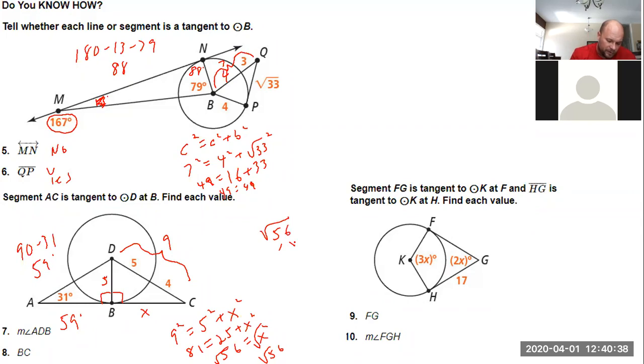What's a perfect square that goes into 56? Let's see. 4, I think, is the only perfect square that will go into it. So we can change this so it's 4 and 14. So you get 2 radical 14, and that'd be a good final answer.